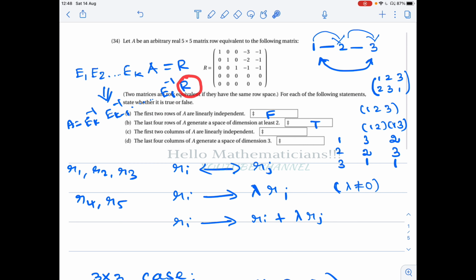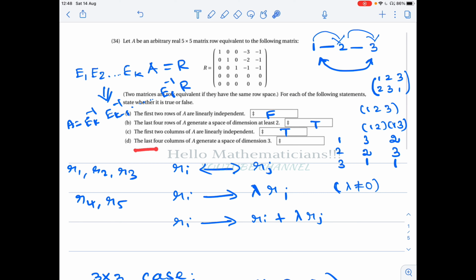Again, all these matrices are invertible, and a product of invertible matrices is invertible. Therefore, if certain columns are linearly independent here, those columns will be linearly independent in A also. Note that here these two columns are linearly independent and this is an invertible matrix. Therefore, the columns in A will also be linearly independent. So the first option is true: the first two columns of A are linearly independent.